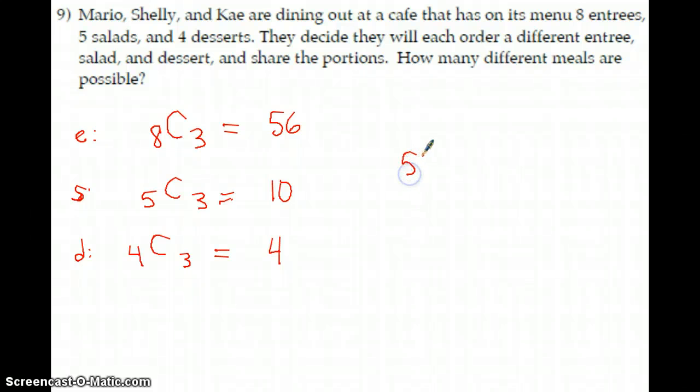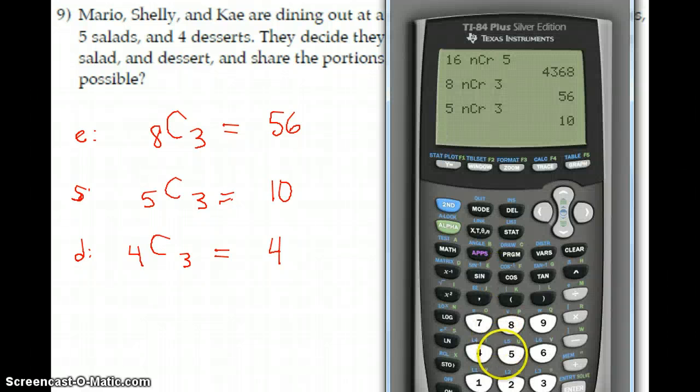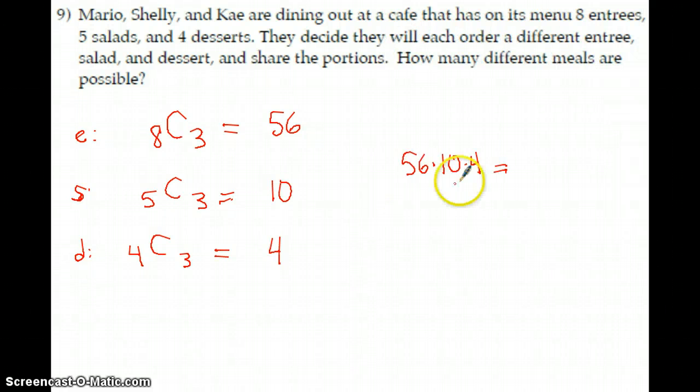I need an entree, I need a salad, and I need a dessert. And means multiply. You could make a tree diagram to see that really is going to be multiply, but that's what it is. 56 times 10 times 4 is 2,240.